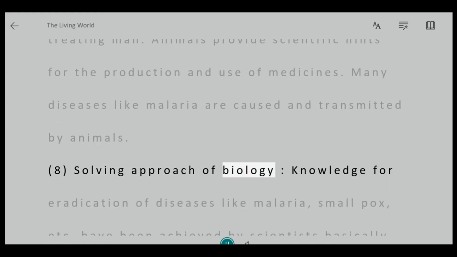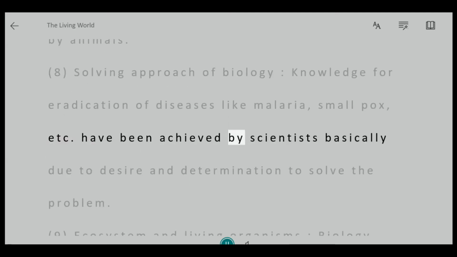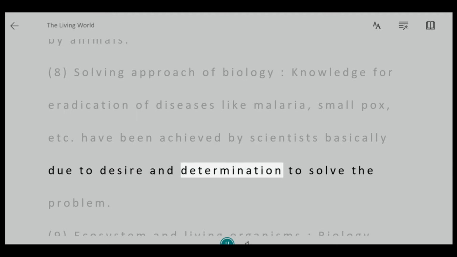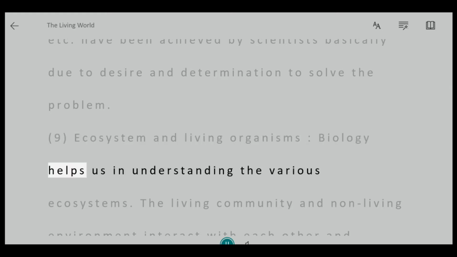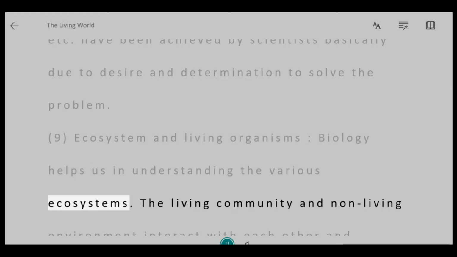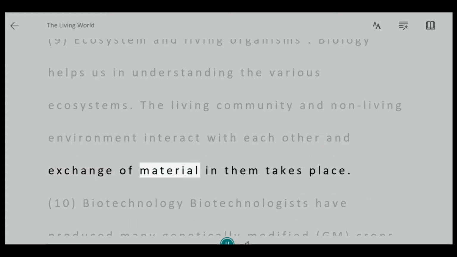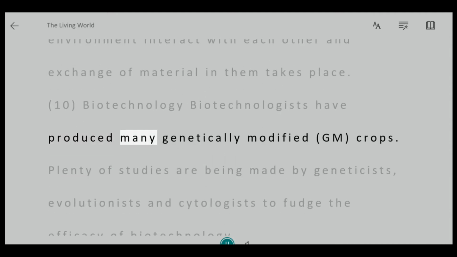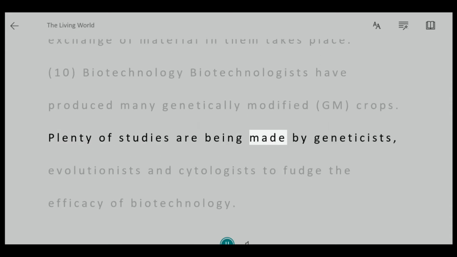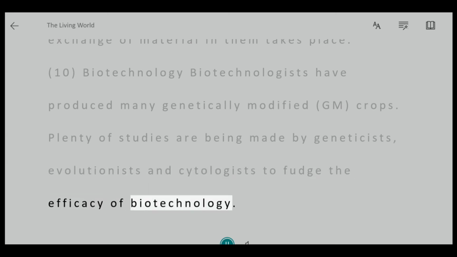8. Solving approach of biology. Knowledge for eradication of diseases like malaria, smallpox, etc. has been achieved by scientists basically due to desire and determination to solve the problem. 9. Ecosystem and living organisms. Biology helps us in understanding the various ecosystems. The living community and non-living environment interact with each other and exchange of material takes place. 10. Biotechnology. Biotechnologists have produced many genetically modified, GM, crops. Plenty of studies are being made by geneticists, evolutionists and cytologists to judge the efficacy of biotechnology.